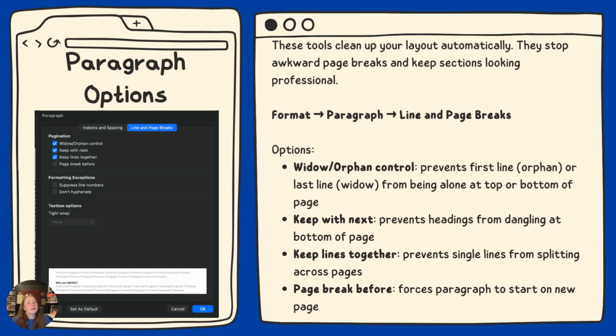Keep with next prevents headings from dangling. Keep lines together prevents single lines from splitting across different pages. And then page break before is forcing a new paragraph to be on the next page. So lots of different options there. These can sometimes be useful.